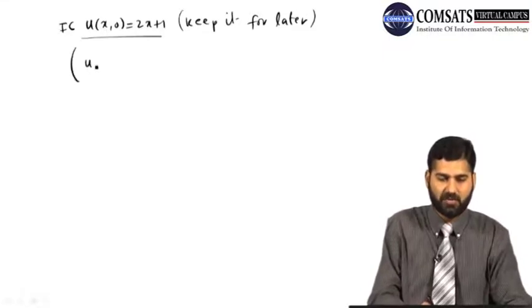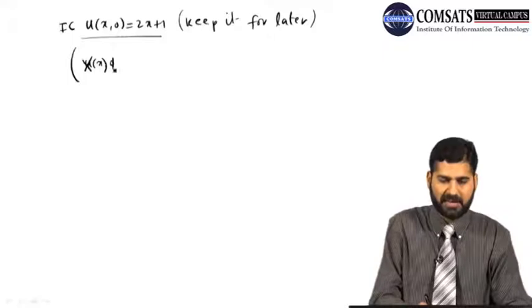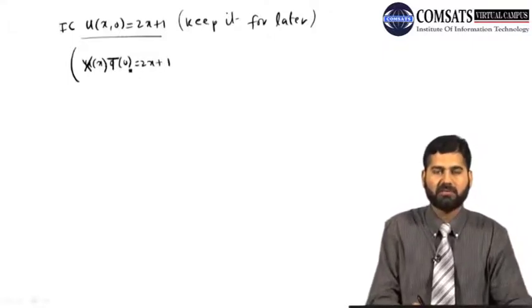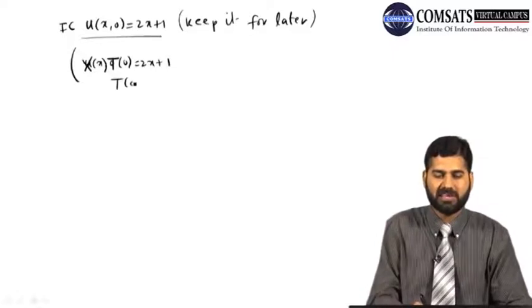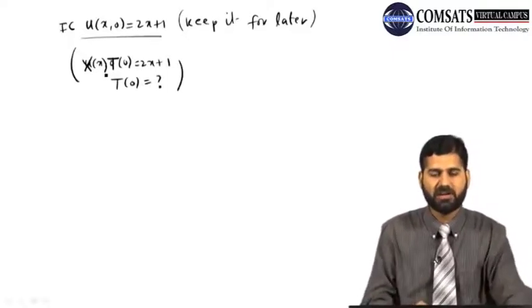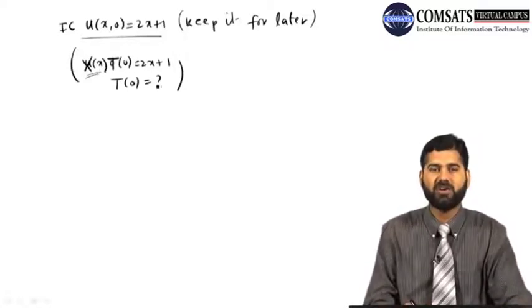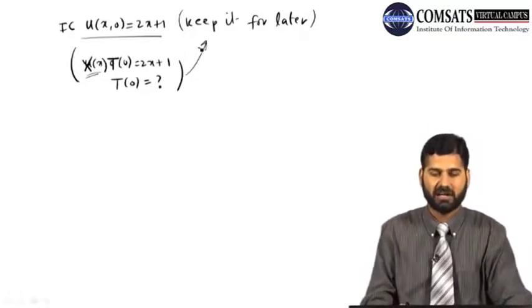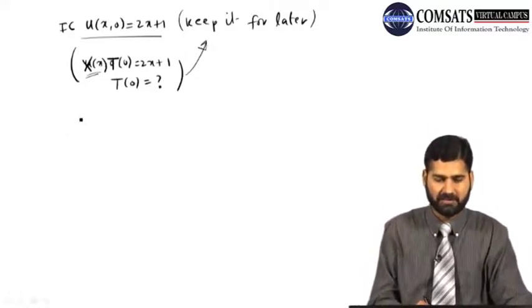The reason is, if you want to split it, this will become X(x) and T(0) is equal to 2x plus 1. So again, what can I say about this? What can I say about T(0)? I don't know. Right? Because we don't know what our X is. So that's why T(0) is unknown here, so I cannot use it. So that's why we said keep it for later.